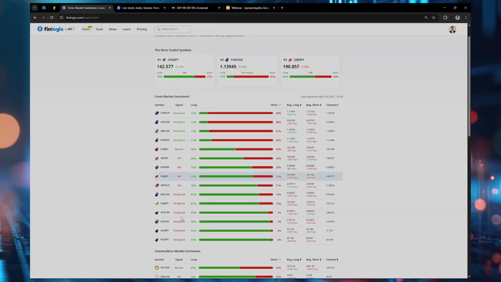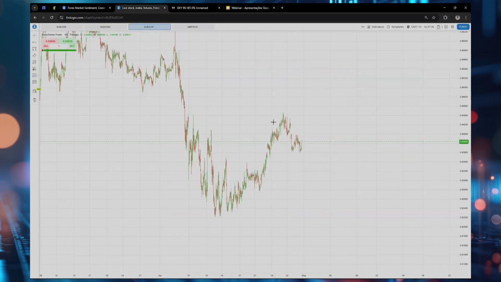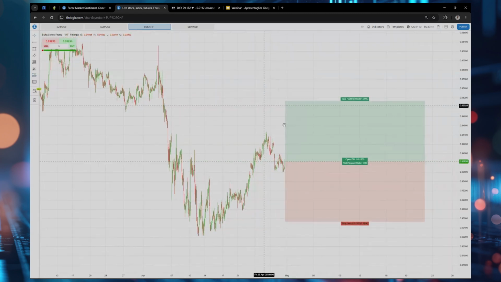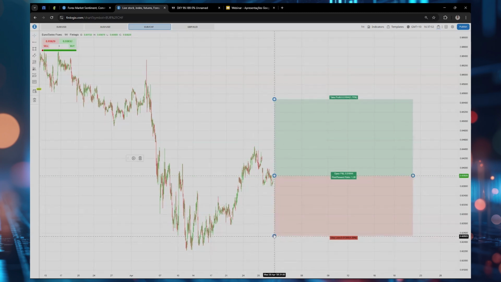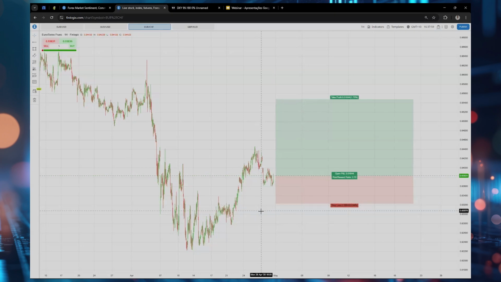Short, isn't it? Oh no, because it's below 10%. So we should be looking to long that right there. Take profit, we can look at the 95,500. There you go. And stop loss, we can just drag up here. Plenty of space for the market to move.